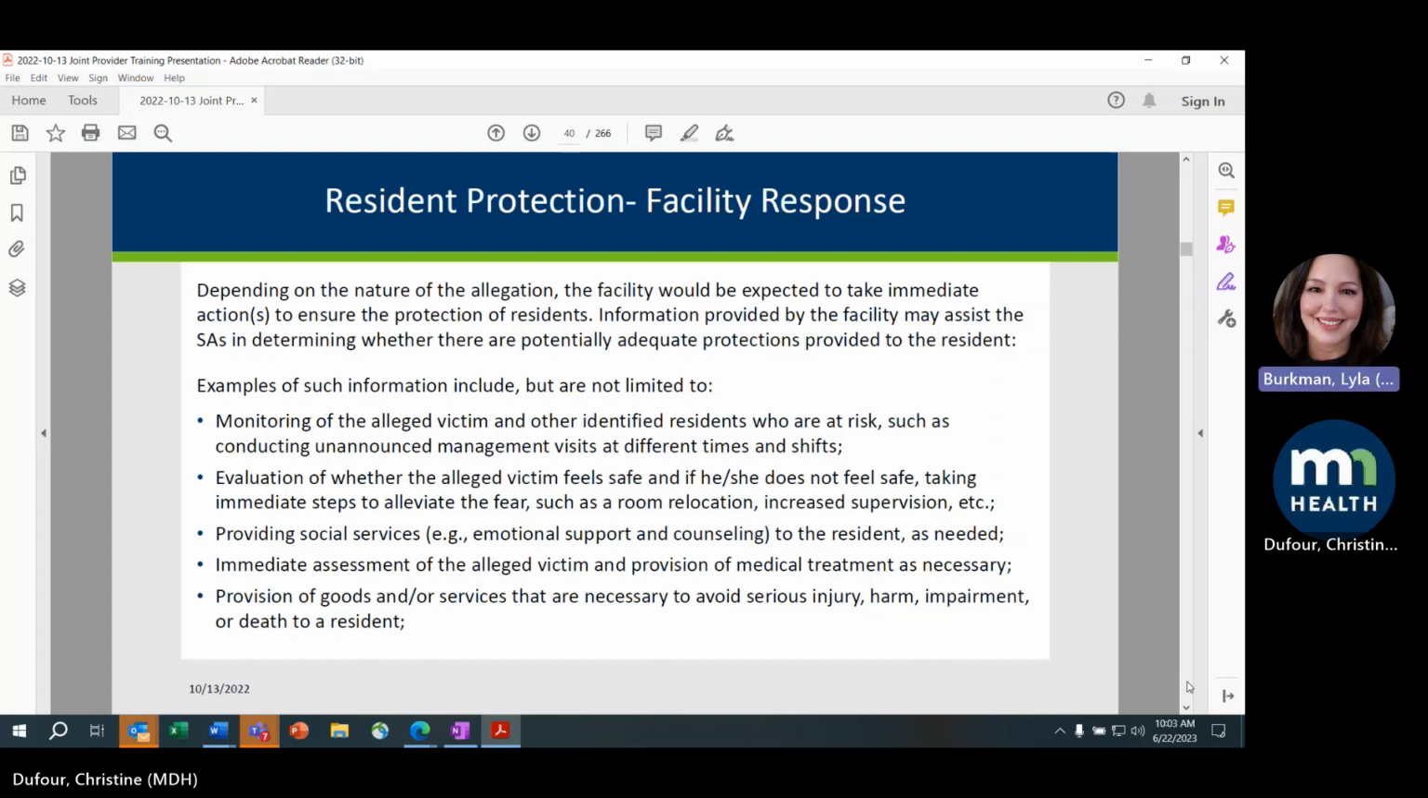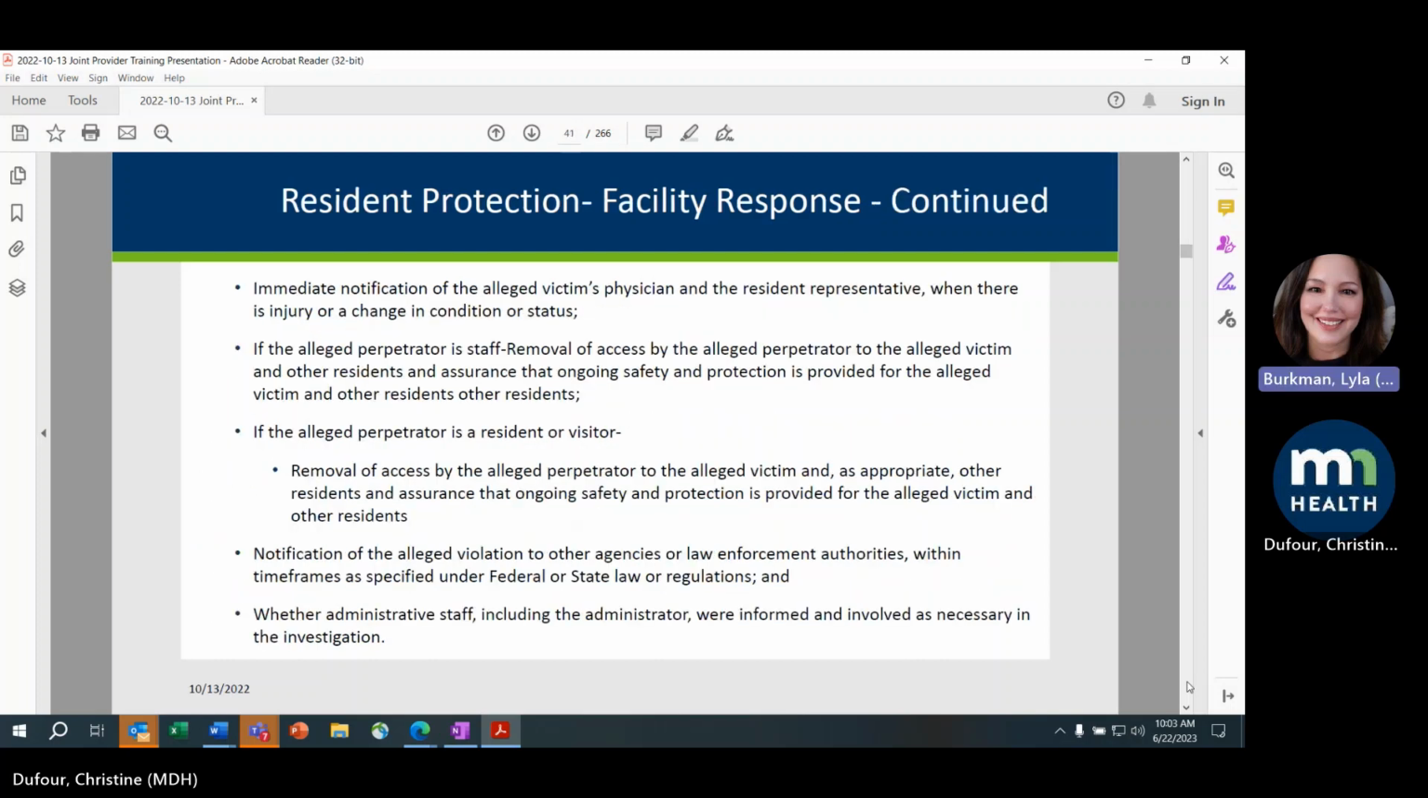When speaking of increasing supervision, one-to-one supervision is not sustainable. We would expect to see a plan if further monitoring is required after the initial 40-hour observation window. Immediate notification of the alleged victim's physician and the resident's representative when there is an injury or a change in the condition or status.